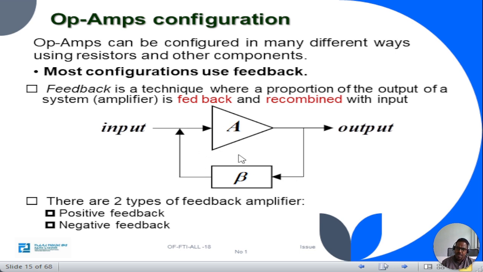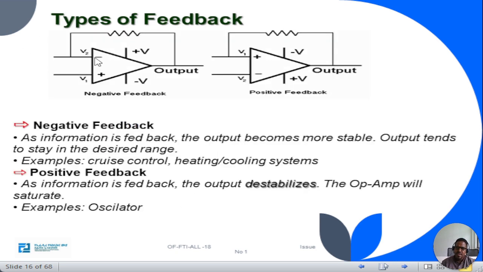From the output of the op-amp back to the input, we call it feedback. There are mostly two types of feedback, positive feedback and negative feedback. Each has its own advantages and applications. As you see in this picture, the first figure is negative feedback: from the output of the op-amp, this resistor goes back to the negative input. We call it negative feedback. In the second figure, from the output of the op-amp, this resistor goes back to the positive side of the op-amp.